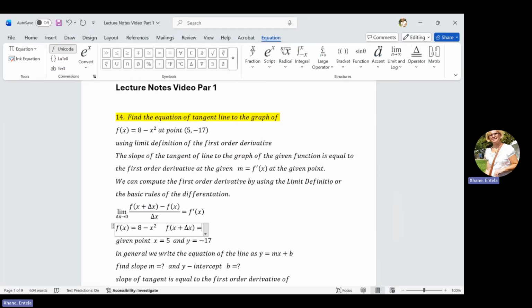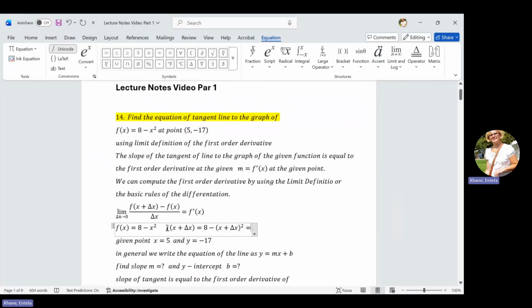So in order to define f of x plus delta x, I have to use the expression of f of x, but wherever I see x, I have to substitute it by x plus delta x. So you notice the substitution. X is substituted by x plus delta x raised to the second power. And then at this point, all I have to do is simplify.